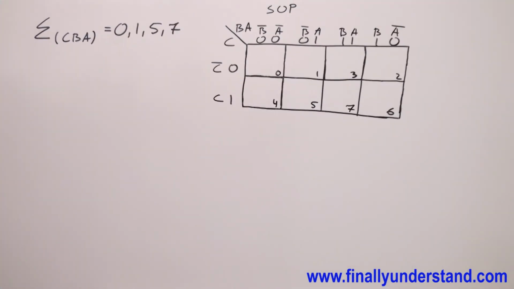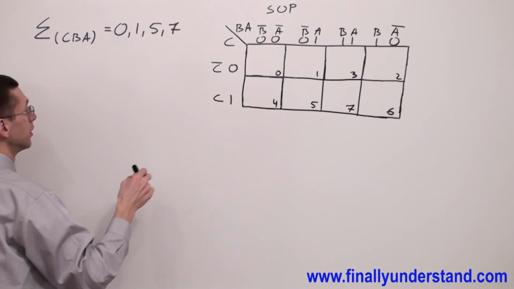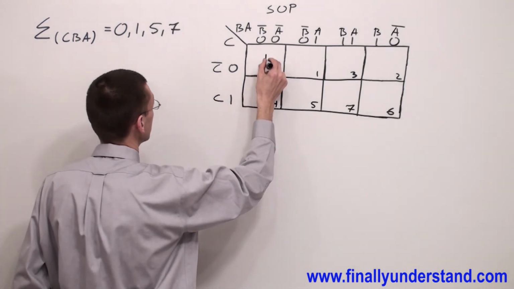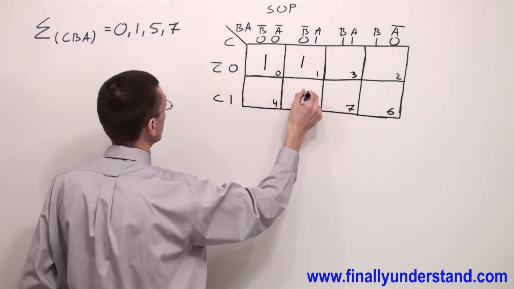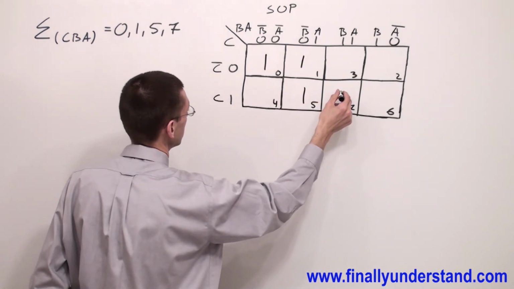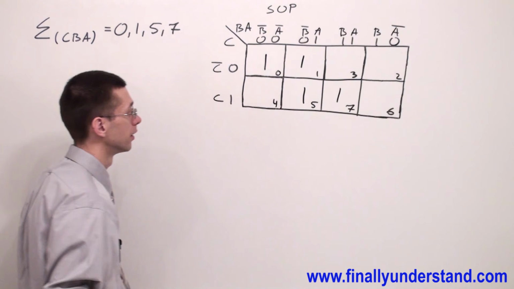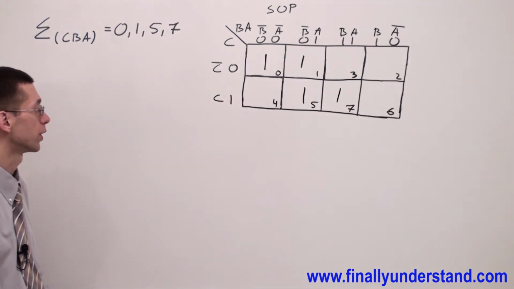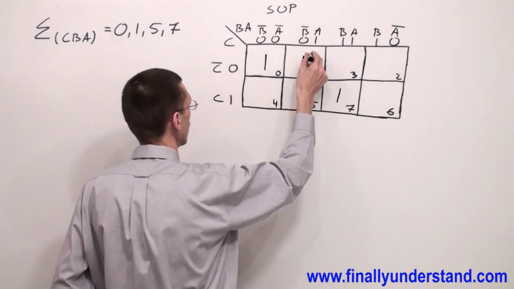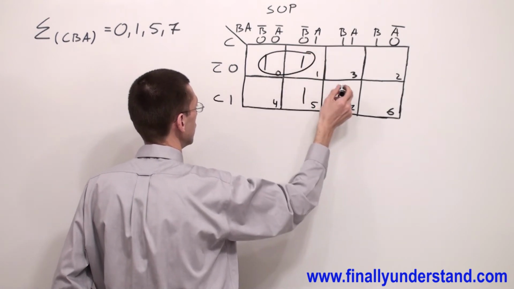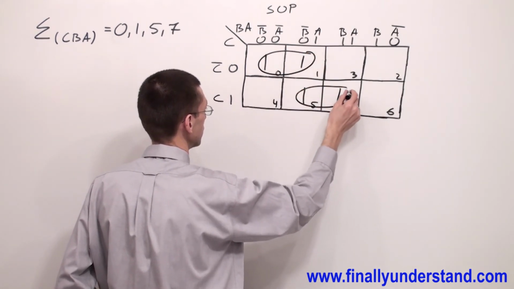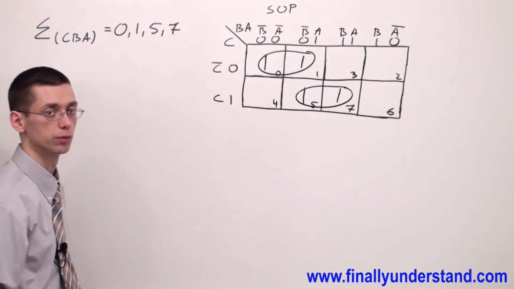Let's take a look at this example. We are going to have highs in the following cells: 0, 1, 5, and 7. Let's take a look at how many groups we are going to have. 1, 2. We are going to have 2 groups.